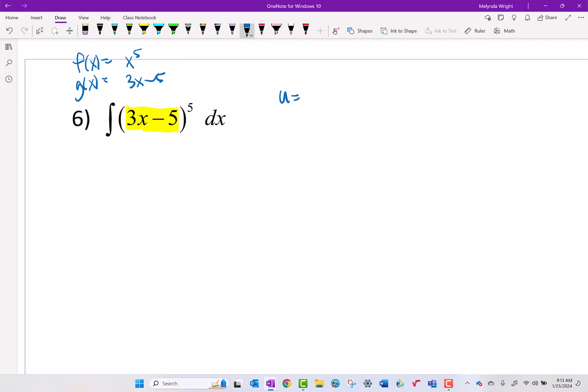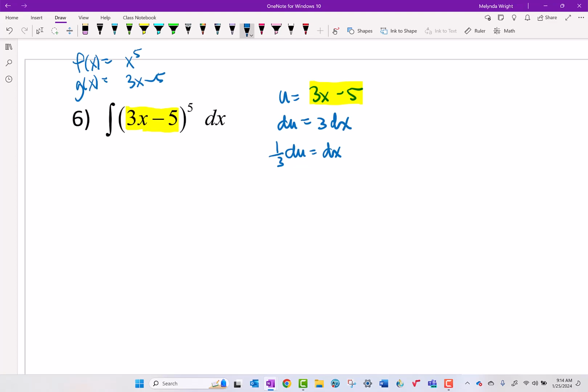So u is 3x minus 5, du is 3 dx. Now, I'm going to highlight. This is going to be that. So this is what we do with the constants to get them out of the way. We divide both sides by 3. So I have 1/3 du equals dx. That's what we do with the constants. We move it over, and we basically ignore the middle line.